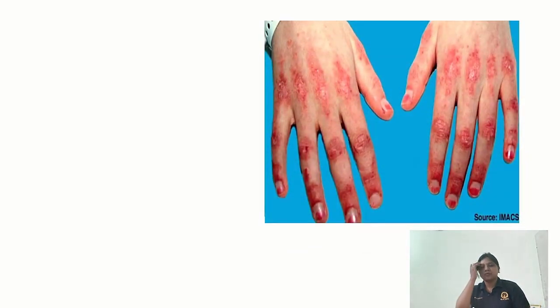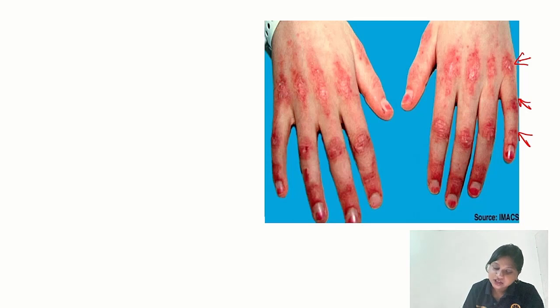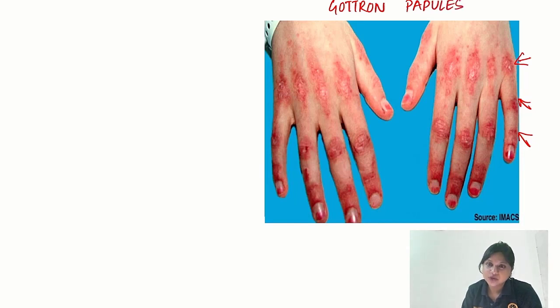Let us see this diagram. So we find some lesions in the MCP, PIP and the DIP. These are papular lesions. Can you see these papular lesions? This is nothing but Gottron's papules, and you get Gottron's papules in a condition known as juvenile dermatomyositis. So let us see another picture.